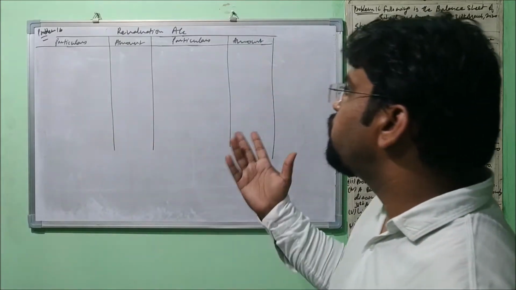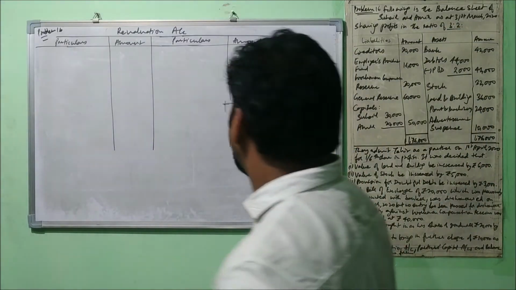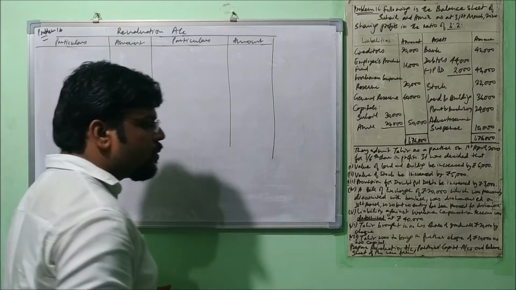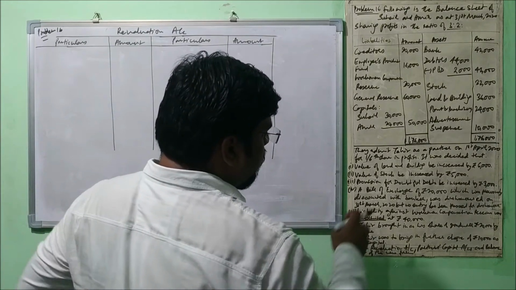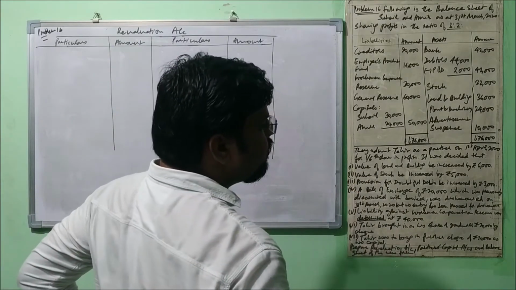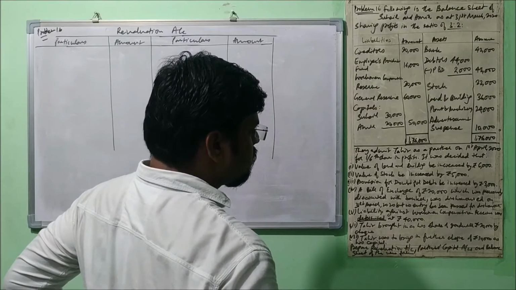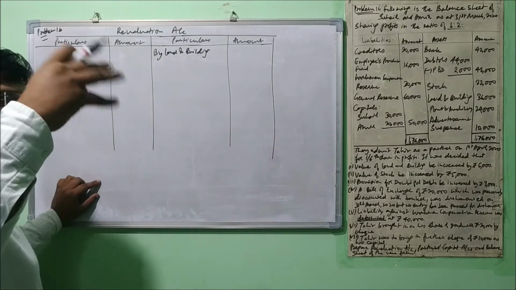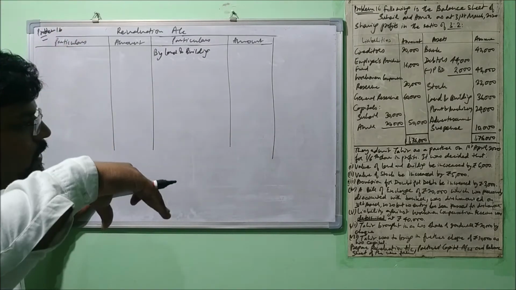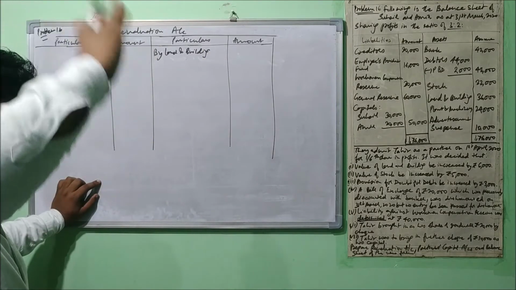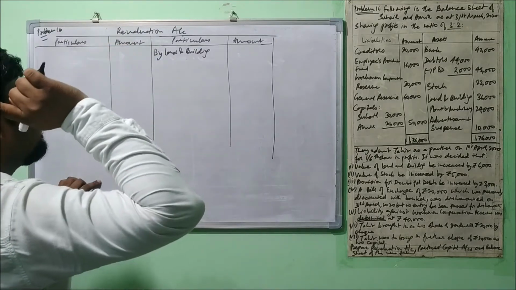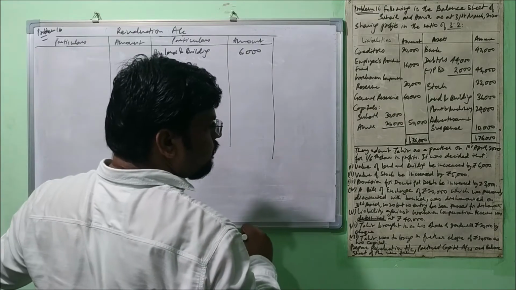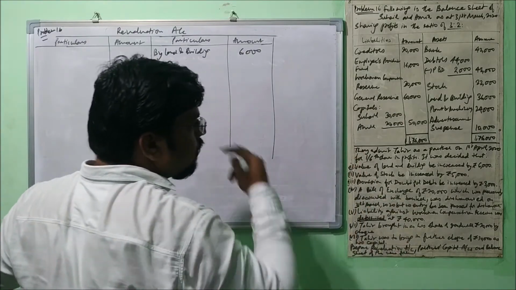So very first we need to prepare the revaluation account. Because journal entries are not asked in this question, we are not preparing them. Value of land and building be increased by rupees 6,000. So this is going to come on the credit side. You can do the journal entry in your mind. What entry will be passed here? Land and building account debit to revaluation. So it will be posted like this, by land and building, 6,000. One is done.